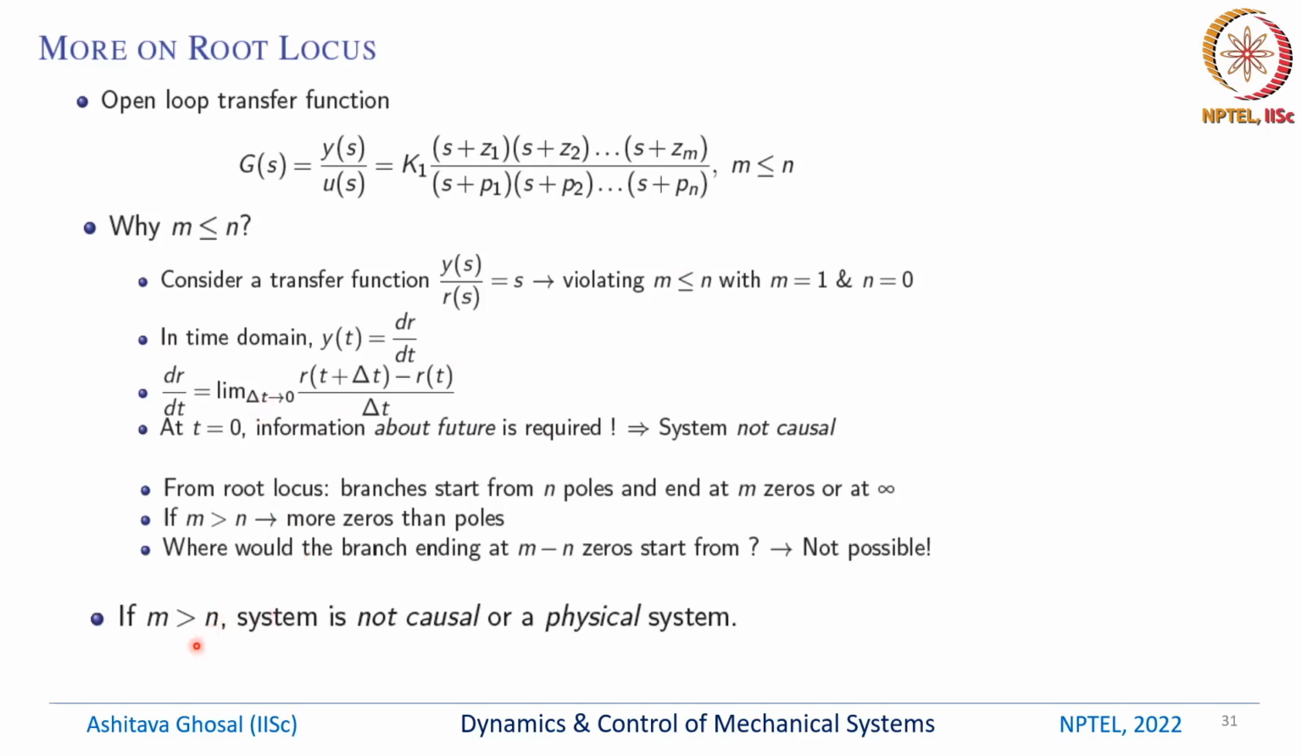So in summary, if m is greater than n, the system is not causal, or it is not a physical system. This is a very important concept in root locus, or in fact for any dynamical system. The numerator polynomial must be of lesser order than the denominator polynomial.